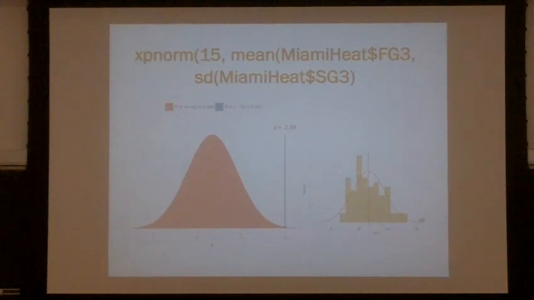In R, we have this function xpnorm, and somebody asked about it last time. So I actually went and did this xpnorm, and it's pretty simple. You say 15, and that draws that boundary at 15, and you can see in the figure below, produced by xpnorm, that it's way out in that tail. You see that tiny little green speck out there? That's the probability of the next game having greater than 15 three-pointers. And xpnorm will also calculate that probability, which is 0.002.